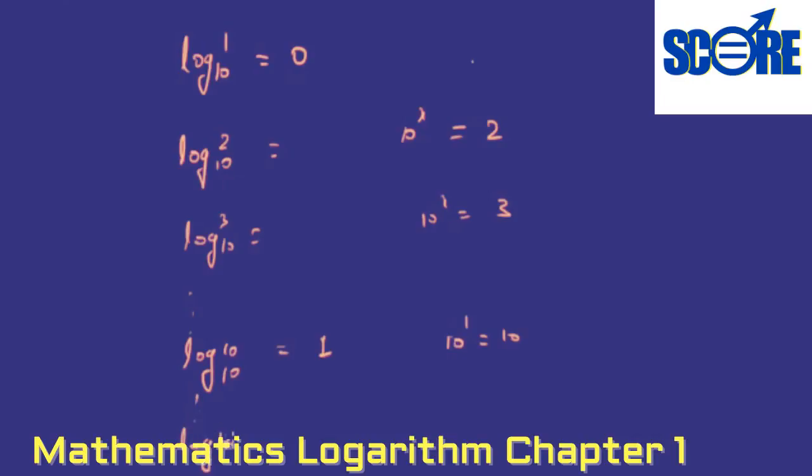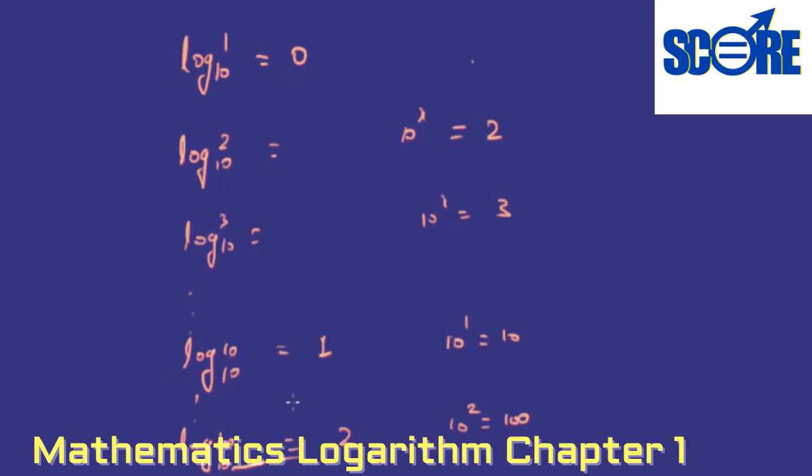Log 100 to the base 10 is what? 2, because 10 raised to power 2 is 100. Now, the important learning over here is that log 2 and log 3 have a certain value between 0 and 1. And from 10 to 100, that means 11, 12, 13, 14 up to 99, the value is between 1 and 2. So this is a very important thing.